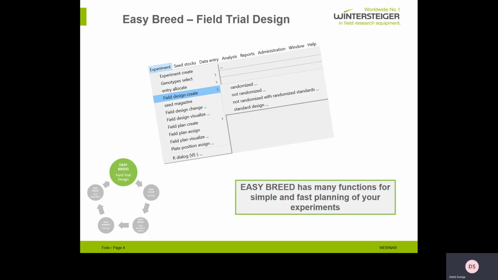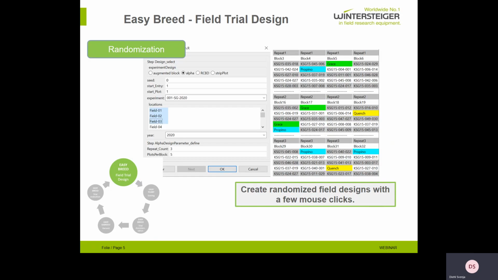In the following slides, I have outlined the EasyBreed functions supporting individual steps of your field trials, starting with the field trial design at the very top of the process. EasyBreed functions are structured in main menu items with individual menu items. Under the menu experiment, many functions are available for designing your field trial. As a first example, you can create randomized field designs with just a few mouse clicks.